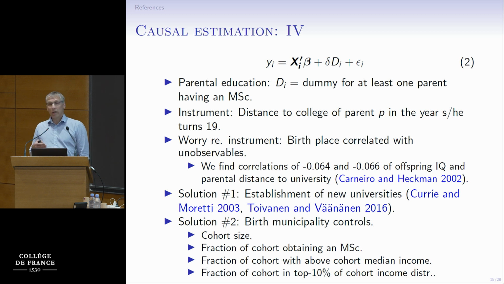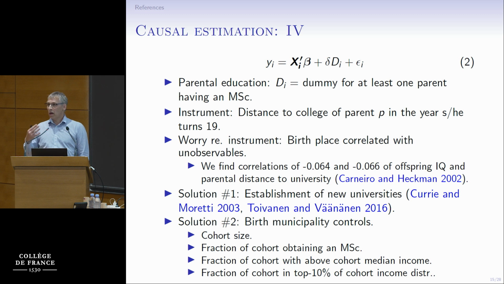And there's reason to worry. In the literature, there's this paper by Carneiro and Heckman who show, using data just on the individuals, not the parents, that the distance to college and IQ are negatively correlated. Well, we find exactly the same regarding parental distance to university and offspring IQ. Okay? That's the reason why we do the IQ subsample.